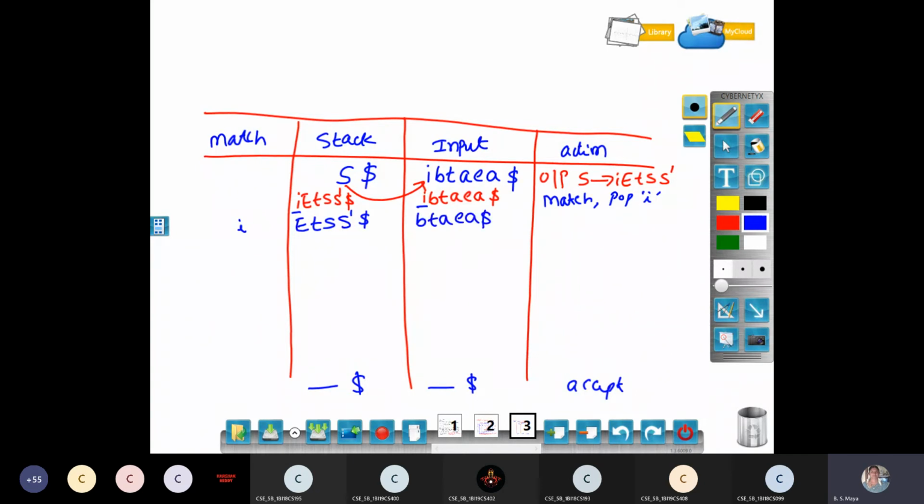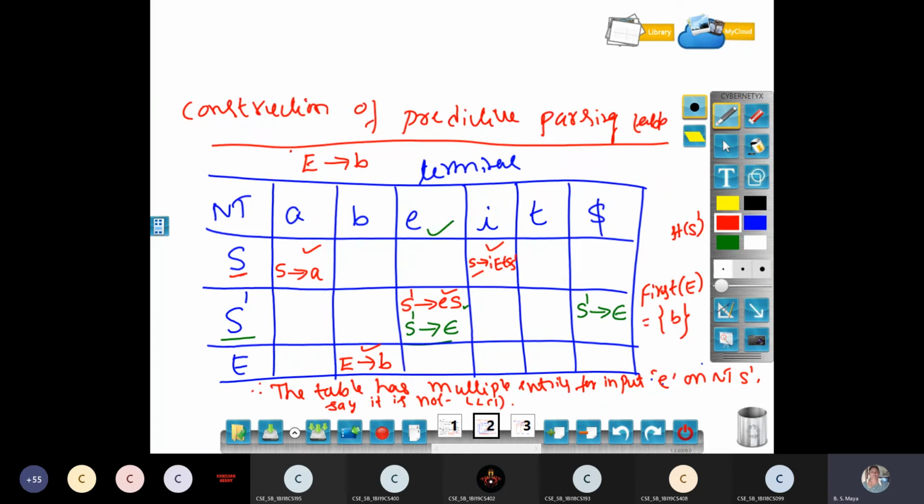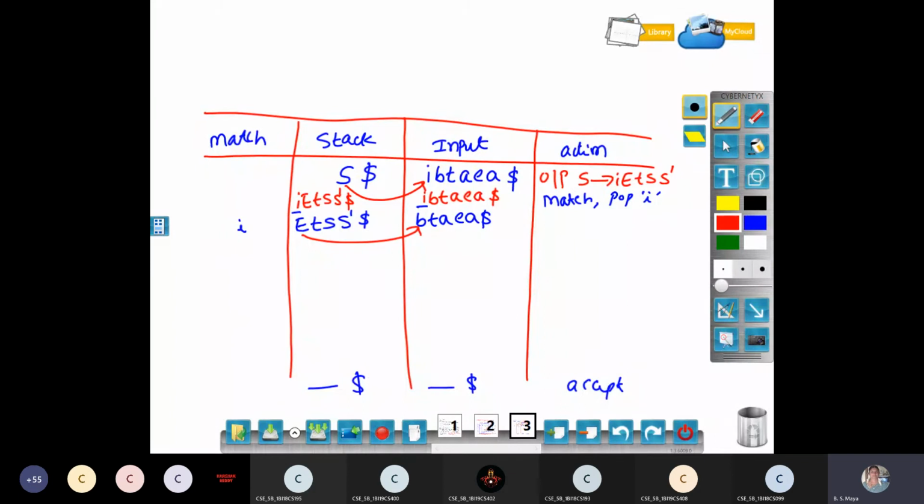Okay, now we have to check the table for E on B. You go to your predictive parsing table. E on B, yes, I have a production. E derives B. You can write it. Output the production E on B. If it is E on B, you have to replace it: I, B, T, S' dollar, B, T, A, E, A dollar. Okay, now we can match.